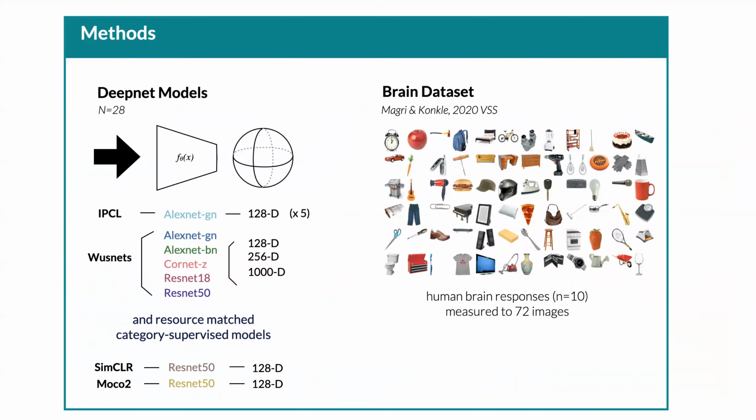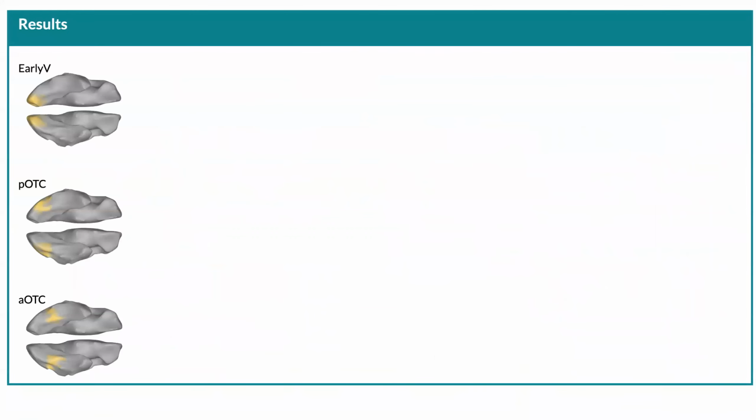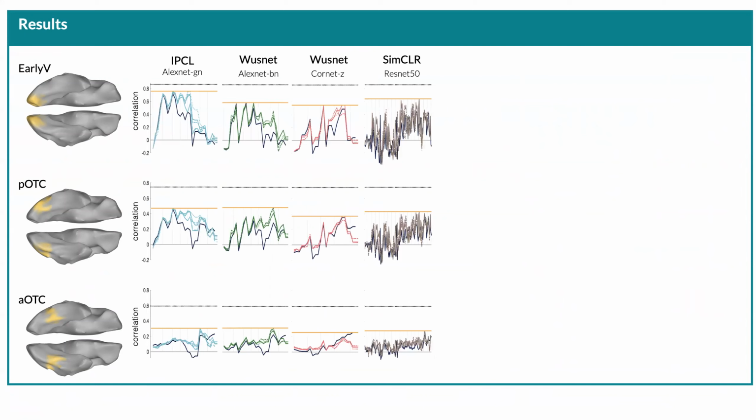Our brain data set is an fMRI data set you can learn more about from Kat Magri's talk. It has highly reliable responses to individual images, 72 of them depicting inanimate objects. To analyze these data, we divided the brain into 3 different sectors: early V, posterior OTC, and anterior OTC. And we did representational similarity analysis.